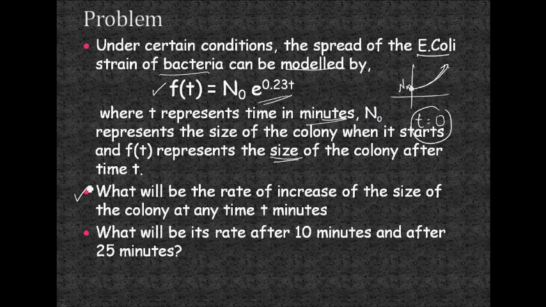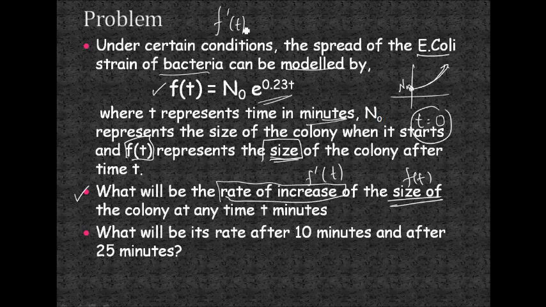The typical question could be, what will be the rate of increase of the size of the colony? f of t is the size of the colony, so the rate of change of f means f dash of t. This is what we are supposed to find now. Just find what is f dash of t. We know that if f of t is this, then f dash of t would be N naught times 0.23 e to the power of 0.23t by the rules of derivatives. So this would be the rate of increase of the size of the colony at any time t minutes, because we give the answer in t.